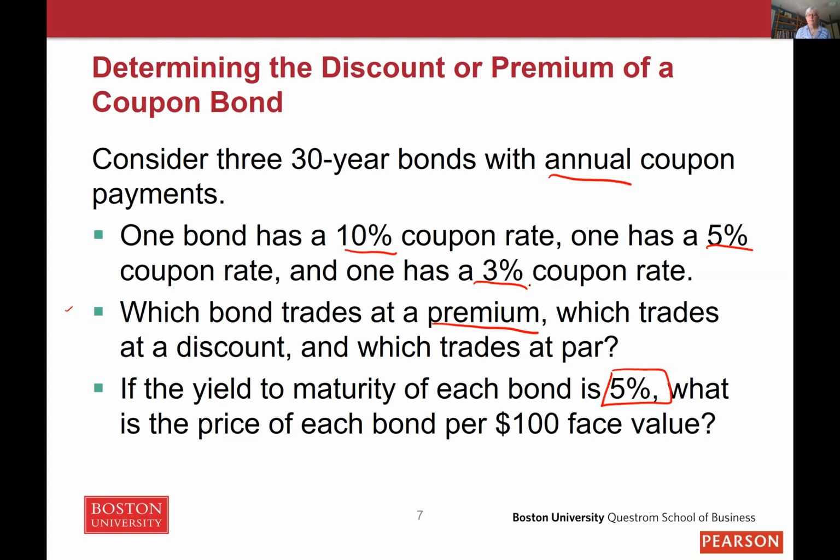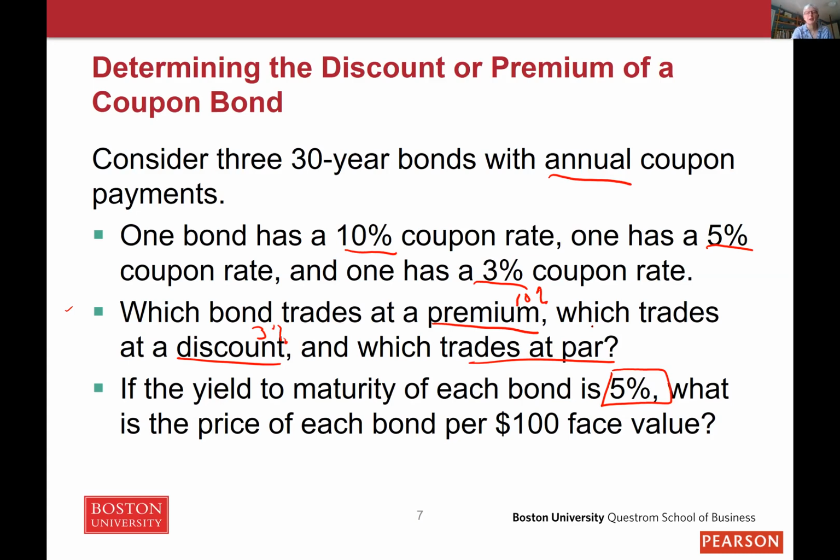Good. 10%. 10% will be a premium. Which one is going to trade at a discount? 3%. And the really hard question here, which one is going to trade at par?